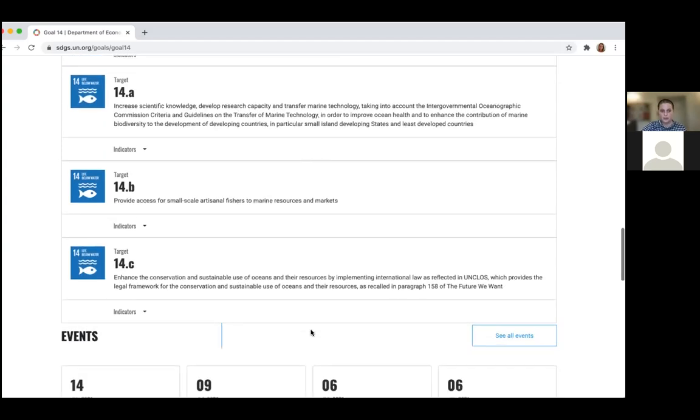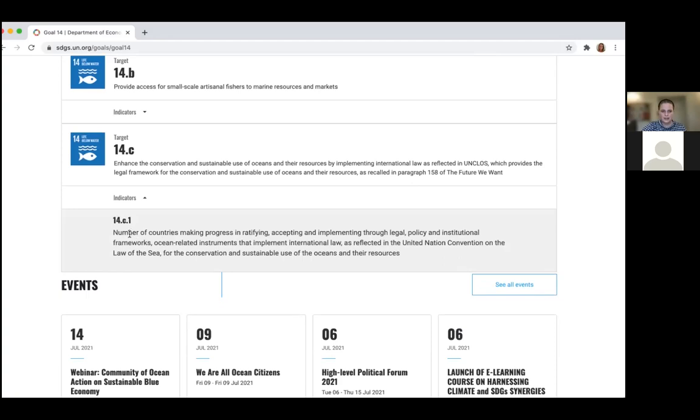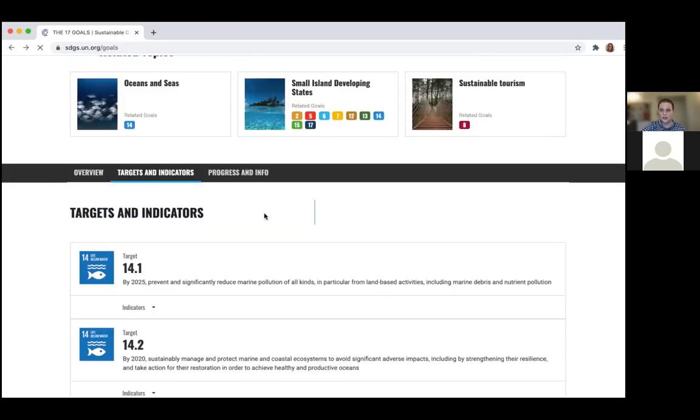And this is just an example. And they could be quite specific. So here, for example, for the UN, it is the number of countries making progress in ratifying, accepting, and implementing through legal, policy, and institutional frameworks, ocean-related instruments. So it's a very well-developed framework, the SDGs, and I encourage you to have a look.